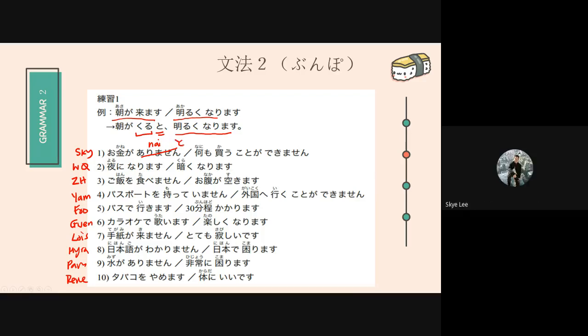Nani mo kau koto ga dekimasen. Very good. So when or if? When I don't have money, the buying of anything, I don't do. Yeah, dekimasen is cannot, not able to. Okay. I'm not able to buy anything. Correct. When I have no money, I'm not able to buy anything, I cannot buy anything. Very good. Okay, next.